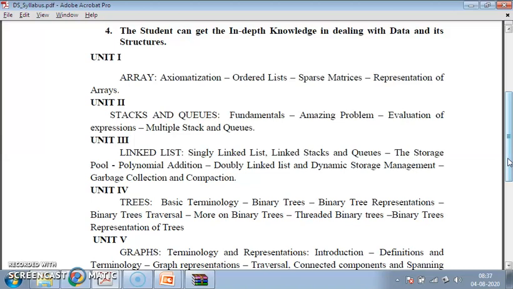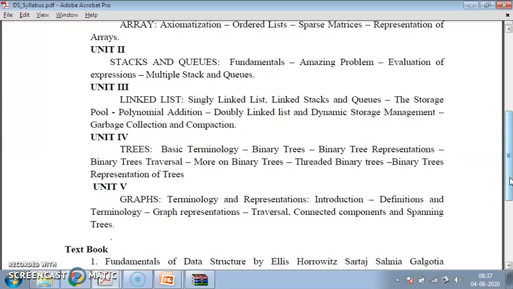The last unit is called graphs. Graph is nothing but, you may have already studied it or it's new, a collection of edges and vertices is called a graph. So we study the terminology of the graph and the representation of the graph, how to traverse the graph, how to connect the graph, and what the applications of the graph are. Everything is studied in the fifth unit, graphs.